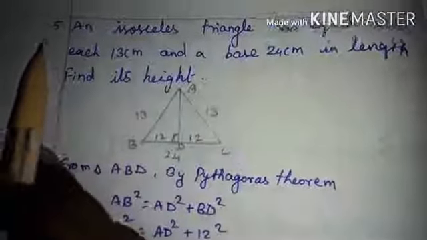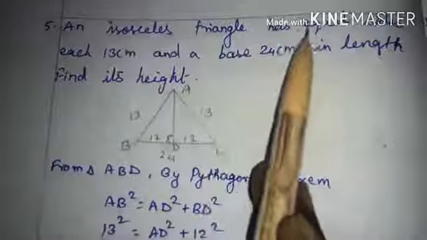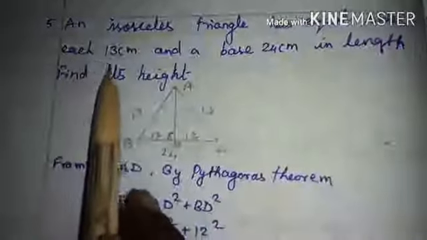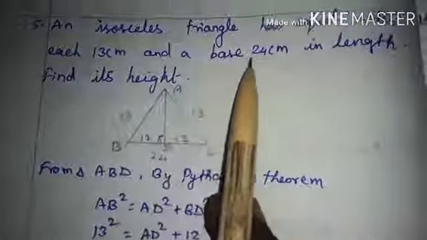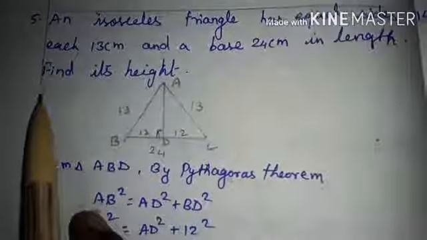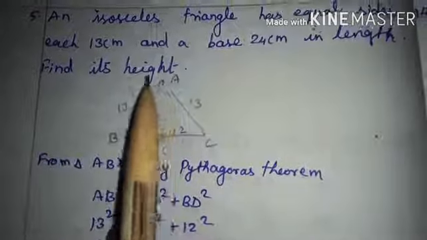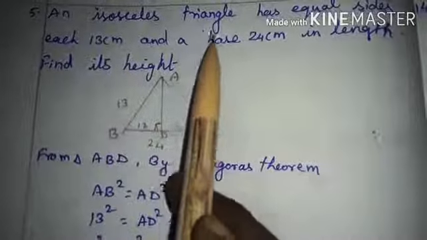Let's see one more sum. An isosceles triangle has equal sides each 13 cm and a base 24 cm in length. Find its height. Here they had given an isosceles triangle.